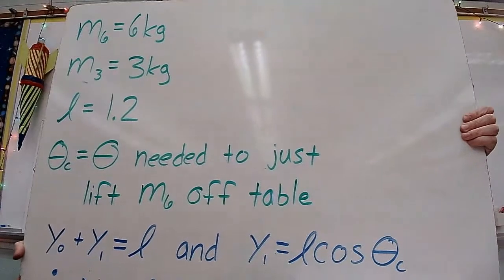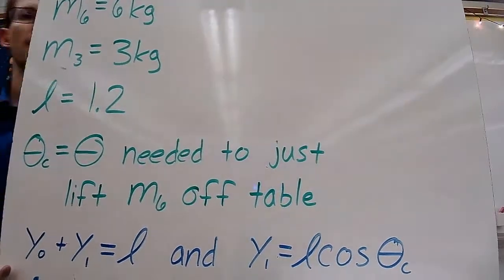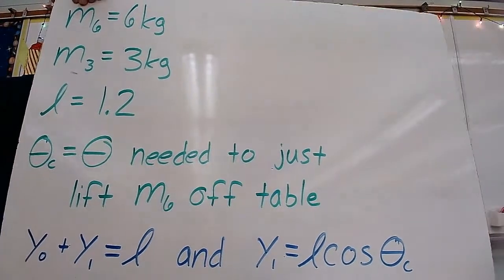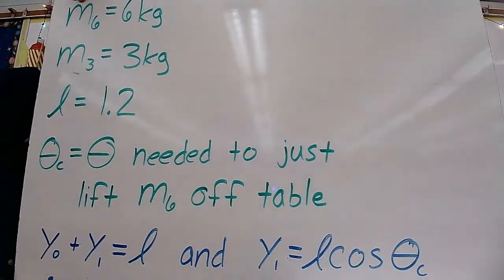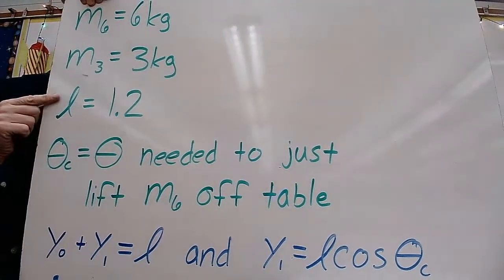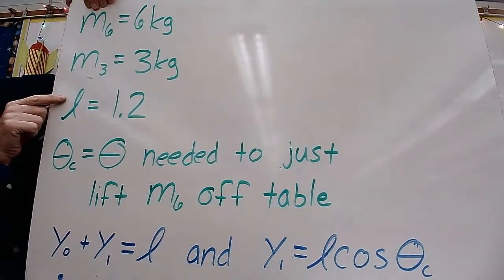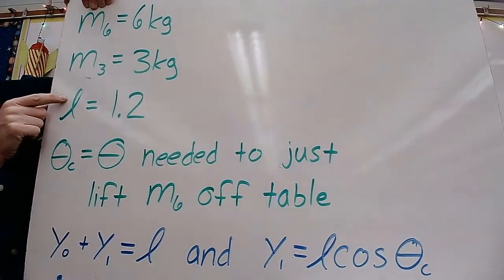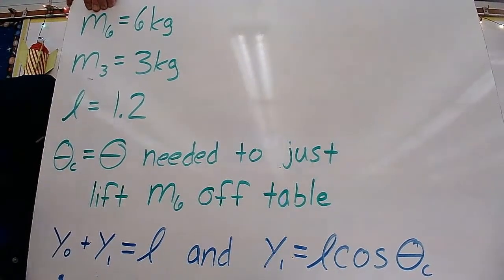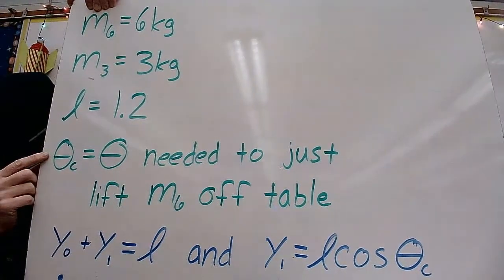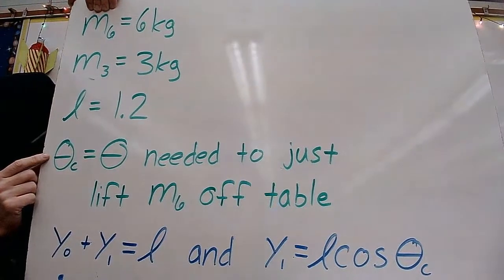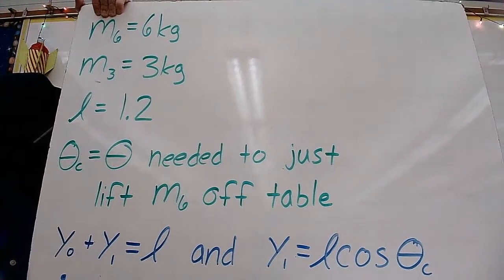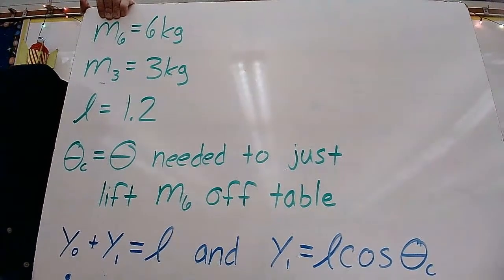These are our numbers. I labeled the masses M6 and M3 because I set their masses equal to 6 and 3, respectively. The length, L, of the string is 1.2 meters, and that was that L on the previous picture. That's what it stood for, length of the string. And then we've got angle C, that's the critical angle, which is the angle needed to just barely lift M6 off the table. And in here in blue, this is important.